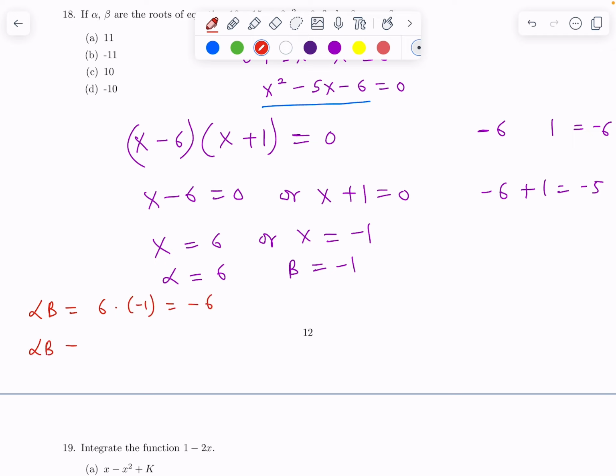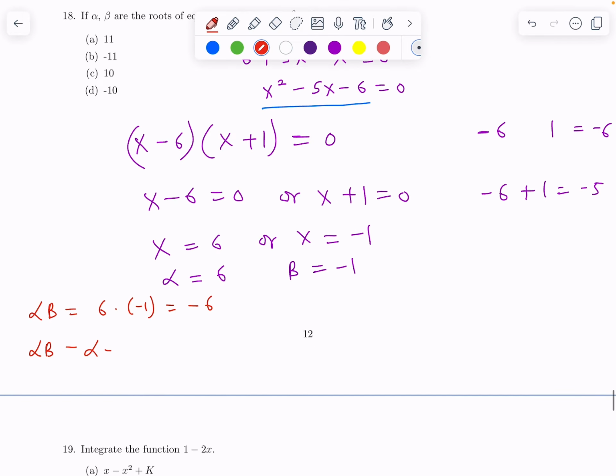So alpha minus beta is just going to be negative 6 minus, what is my alpha? My alpha is 6. Then I have my beta, what is it? Negative 1. So this is just going to be negative 12 plus 1. This is going to be negative 11. And the answer there is just B. Okay.